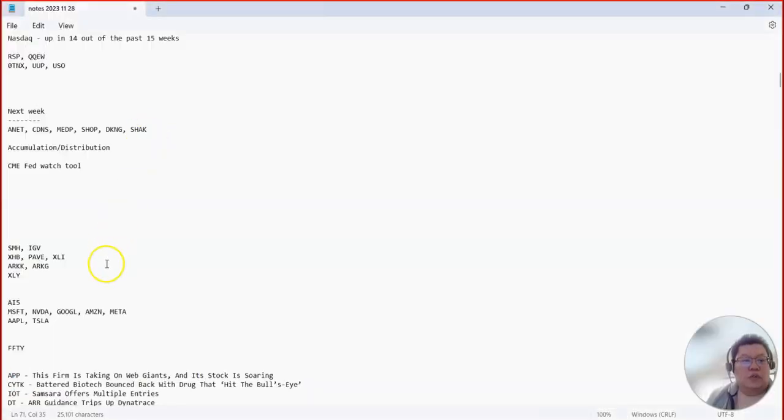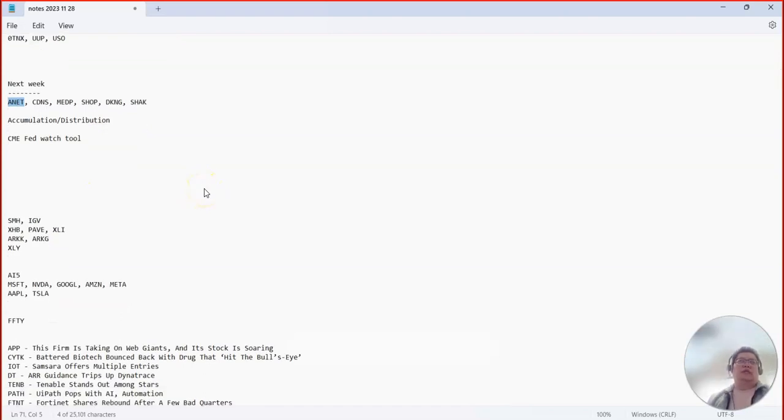Earnings season is still going on. We have more stocks that came out this week, and we have ANET. A lot of people will be watching that, especially since they depend so much on Meta and Microsoft. Also CDNS, EDP, Shopify, DraftKings, Shake Shack. So those are some notable stocks.